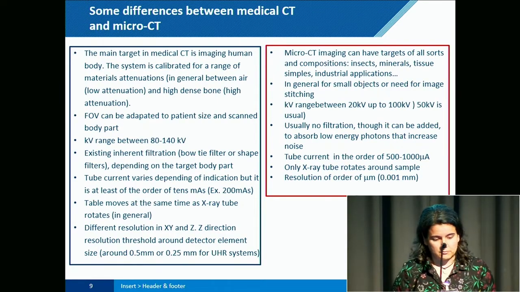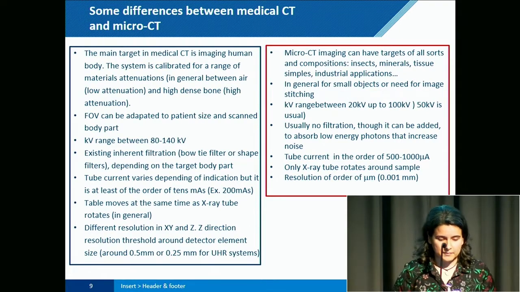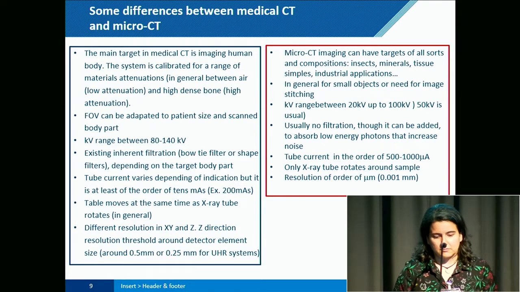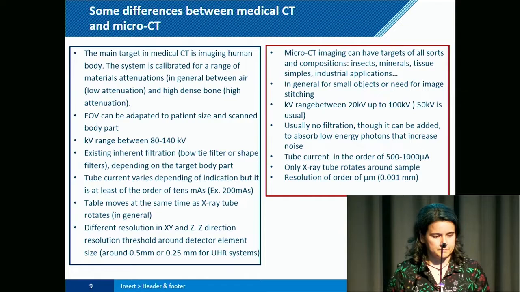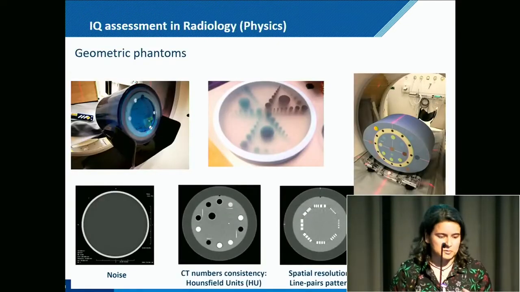And of course, the main difference also is resolution. To give you an idea of the resolution we have now in CT, the best one, the smallest detector element that you can have, is between 0.5 and, for ultra high resolution, 0.25 millimeters. And for micro CT, the resolution is, of course, of the order of microns. So it's several orders of magnitude smaller. So let's look at some images.